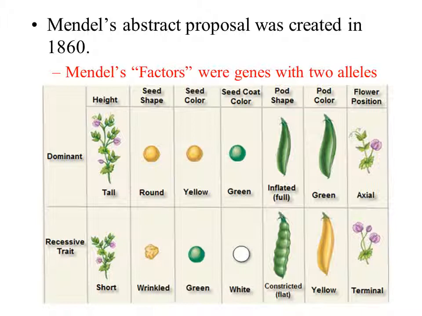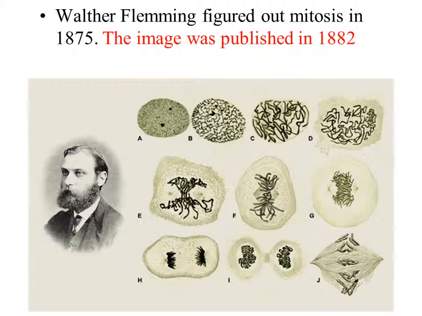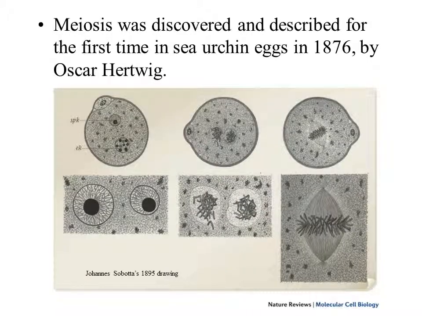Mendel's abstract proposal was created in 1860. Walter Fleming figured out mitosis in 1875. His images were subsequently published in 1882. Mr. Hertwig came in 1876. So meiosis was discovered and described by Mr. Hertwig when he observed sea urchin eggs. So this occurred in 1876.